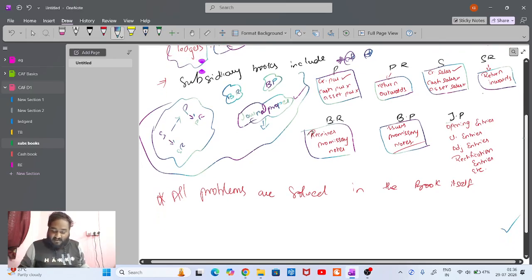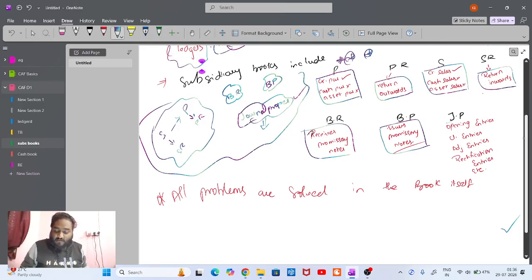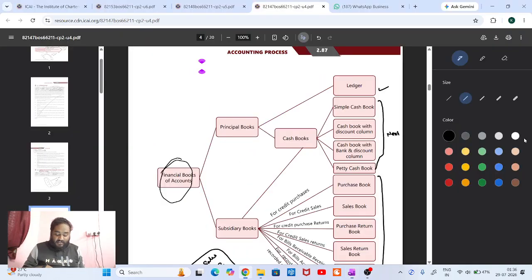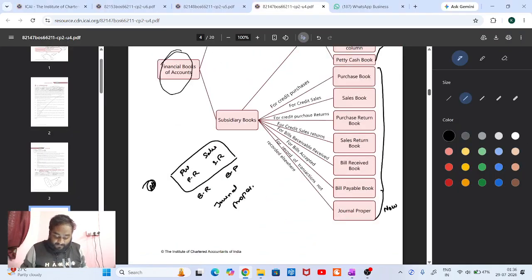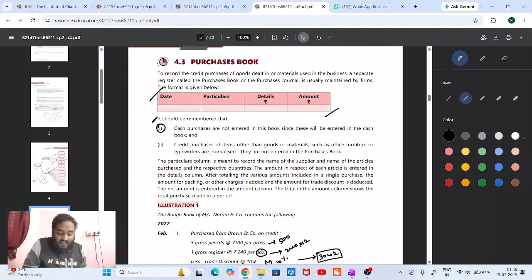So basically, what do you record in the purchase book? Okay, we will solve it in the problem. I will teach you in the problems. This is the format, okay? Basically, the format is very simple.